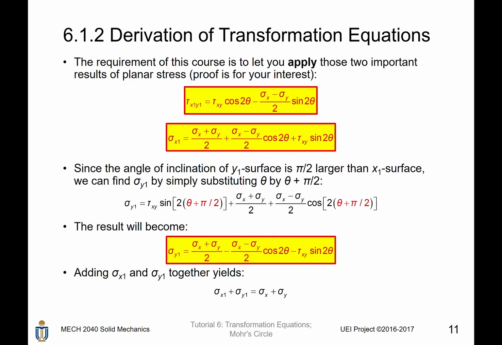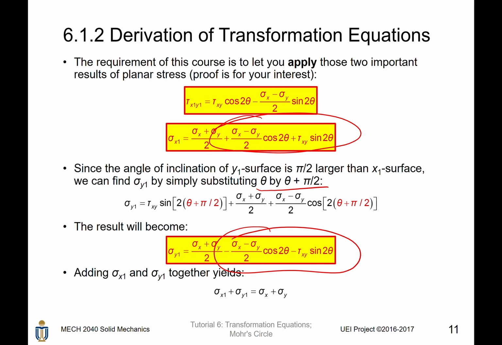So from the previous slide, we have tau x1 y1 and sigma x1. At the same time, you can also have the direct stress in the y1 direction by simply substituting theta by theta plus pi divided by 2. After that, you will get the equation of sigma y1. Notice that the first term is still the same, but the rest of the two terms have opposite signs. For sigma x1, you obtain a positive sign for those two terms, while for sigma y1, you obtain two negative signs.